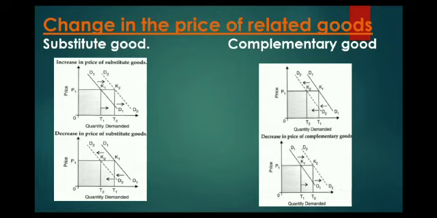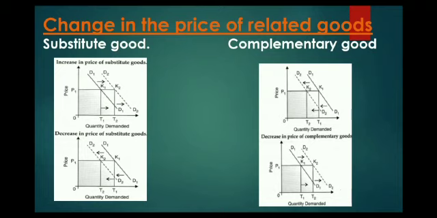Complementary goods. There is a negative or indirect relationship between the price of a complementary commodity and demand for a good. If price of a complementary good rises, the demand for the commodity falls and vice versa. For example, if price of petrol increases, it will become expensive to drive a car. So demand for car falls as shown in the figure.